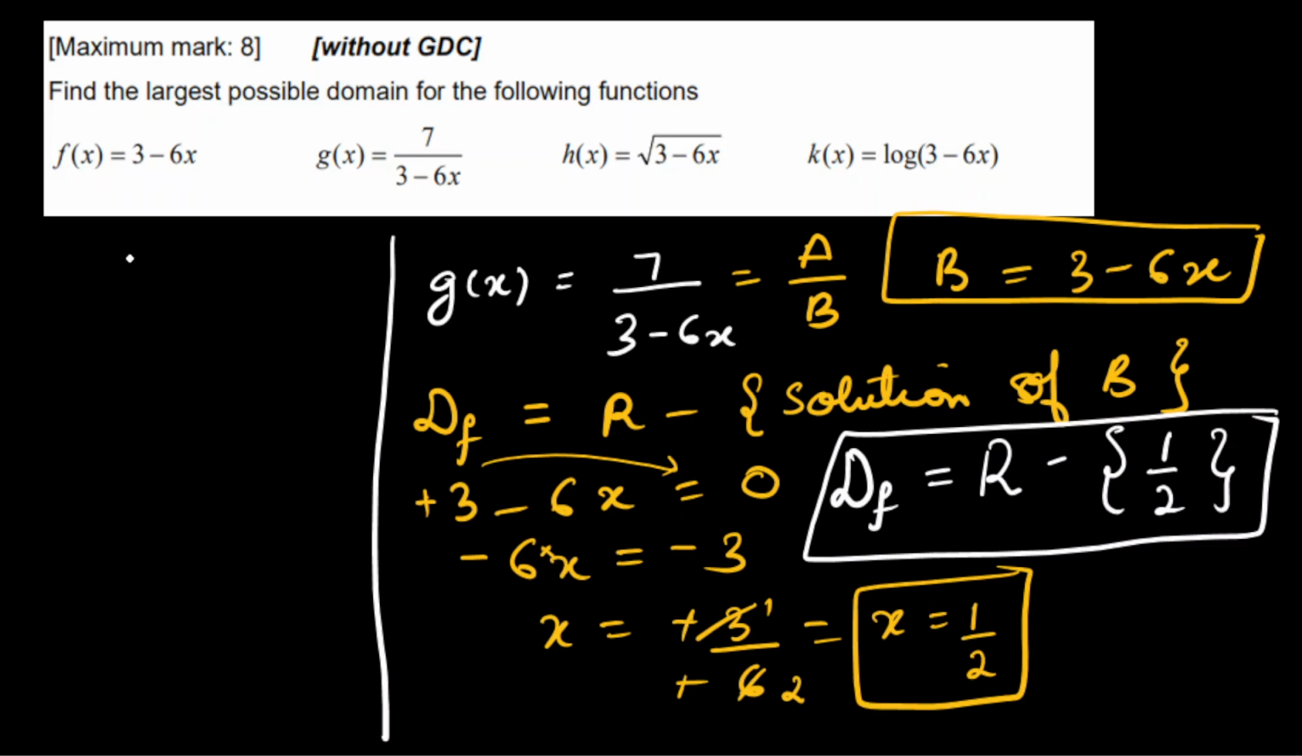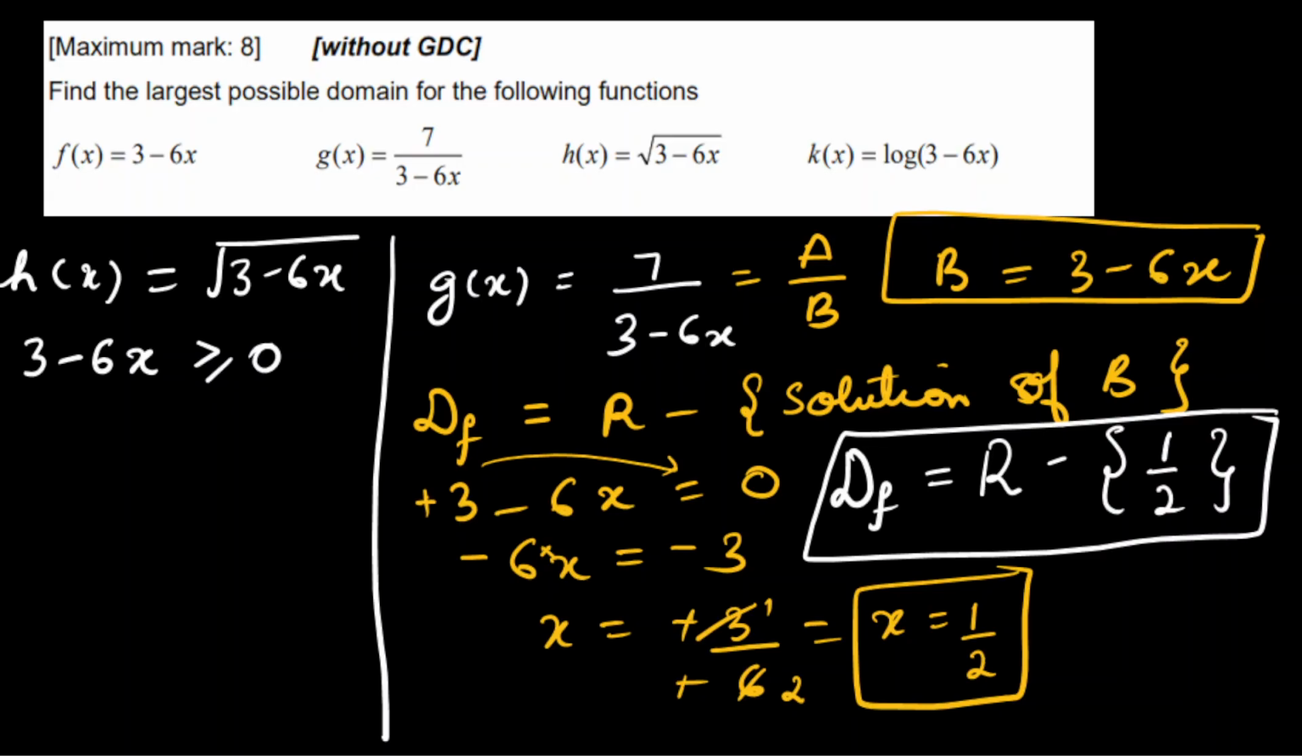In the third part, the function is given to us as h(x), the square root of 3 minus 6x. How do we do these types of functions? We have to take the expression which is written inside the root, 3 minus 6x, and write that it is greater than or equal to 0. Now we can solve this inequation.